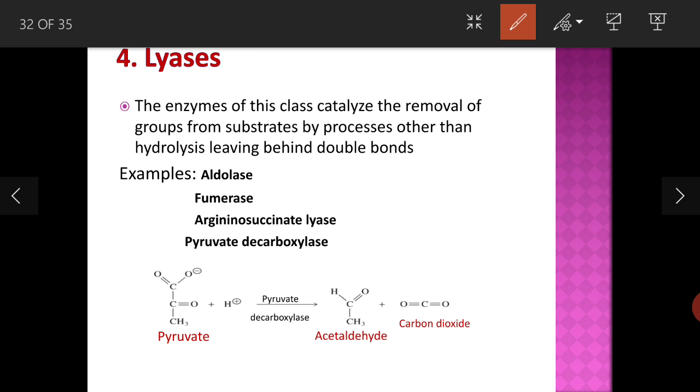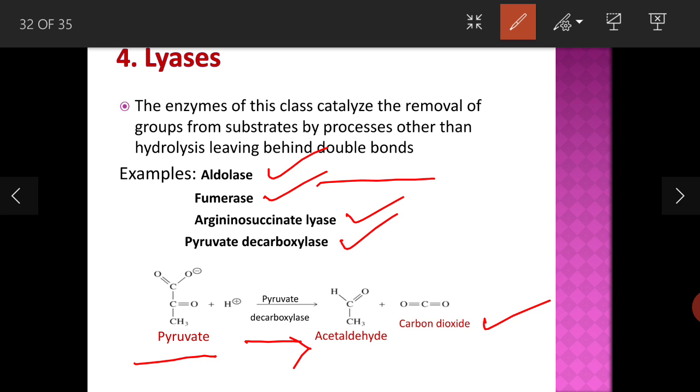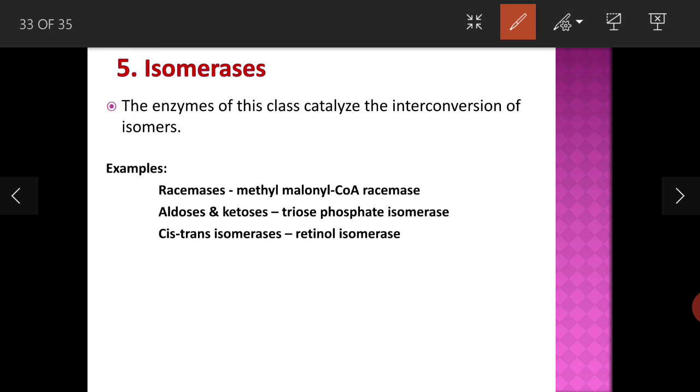Okay, so coming to the lyases. Lyases are the class of enzymes which catalyze the removal of groups from the substrate. Here it also breaks down the compound, but without addition of water, and leaves behind double bonds in the compound. Examples I have are aldolase, fumarase, argininosuccinate lyase, and pyruvate decarboxylase. Here you can see pyruvate is cleaved into acetaldehyde and carbon dioxide. So pyruvate decarboxylase is the enzyme. Here you can see the double bonds. So that is about the lyases.